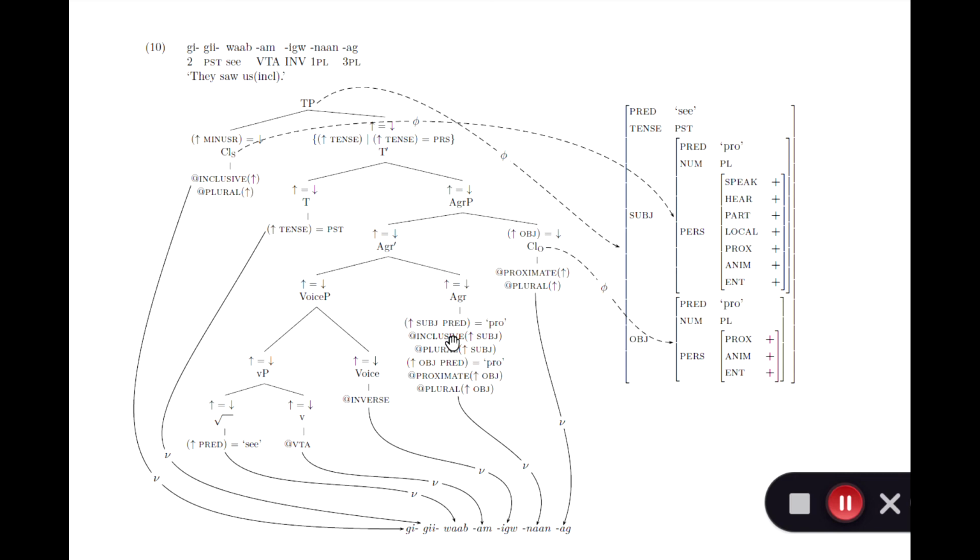So this tells us that the subject is first person inclusive and that it's plural, and that the object is a third person proximate plural argument. And then you also have these two clitic nodes, where the CLO node indicates features of third-person plural objects, and the CLS indicates features usually of the subject, but only person features.